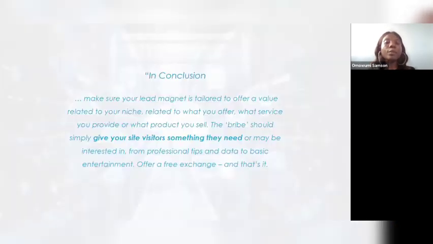So basically, in conclusion, make sure your lead magnet is tailored to offer a value related to your niche, related to what you offer, related to the service you provide or what product you sell. The bribe should simply give your site visitors something they need or may be interested in. From professional tips and data to basic entertainment, offer a free exchange, and that's it. It is very important that you tailor your content to suit your audience's needs.